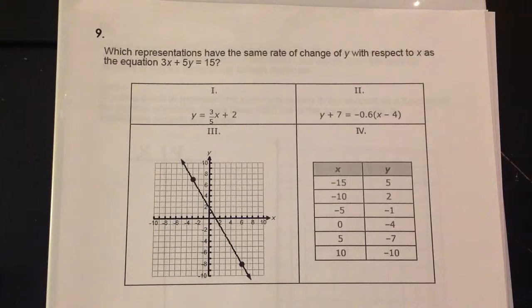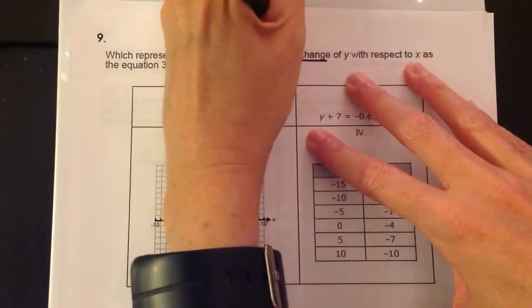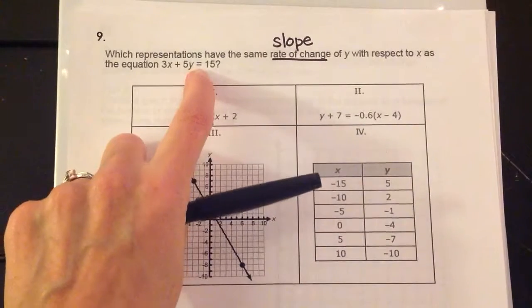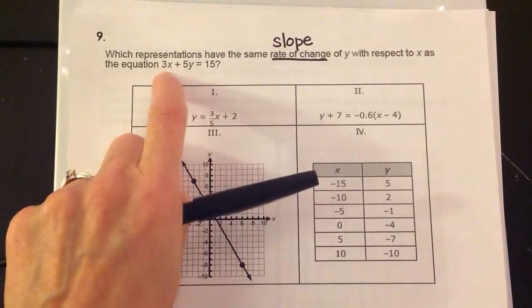Okay, question number 9. Which representations have the same rate of change of y with respect to x as the equation 3x plus 5y equals 15? Okay, so rate of change. Rate of change is another way to say slope. So if I want to find the slope of this standard form equation, I cannot look at the equation and say my slope is 3.